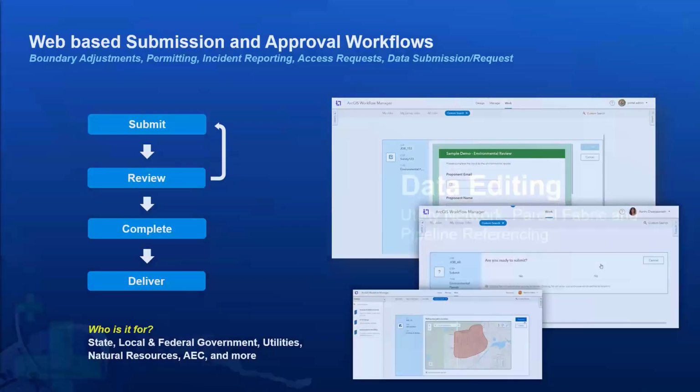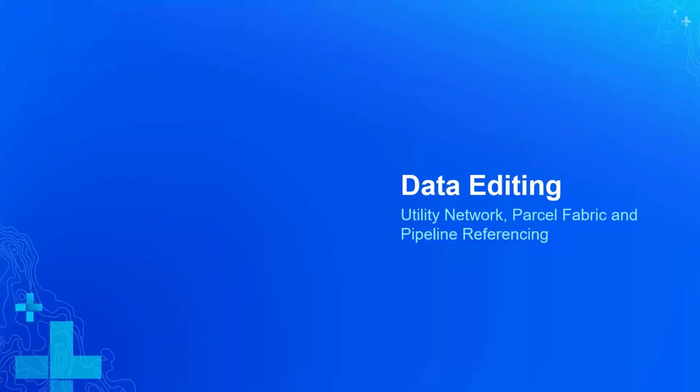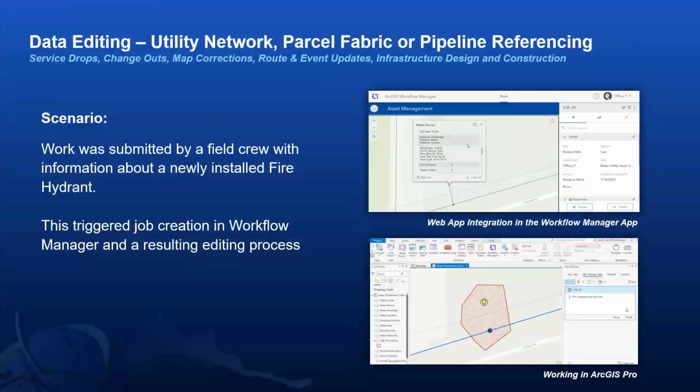All right, so let's take a look at another scenario here, switching gears a little bit to be a little more GIS focused. Let's look at some data editing for utility network, parcel fabric, pipeline referencing. So you're gonna get a little taste of what we can do in Pro as well. It was really important for us to create a service-driven Workflow Manager to match all the new service-driven data structures that exist and really create an experience that could orchestrate these workflows across Pro and the web seamlessly.